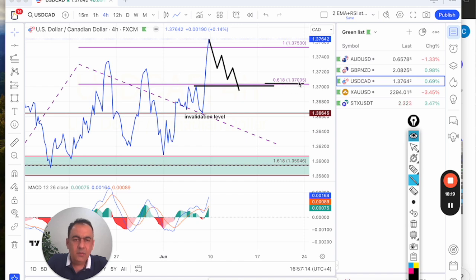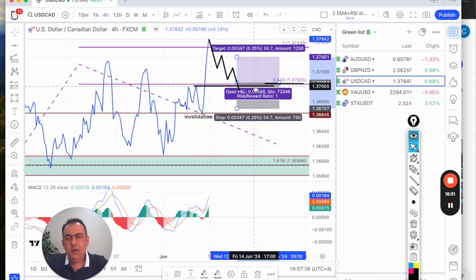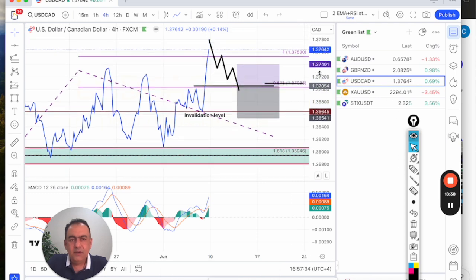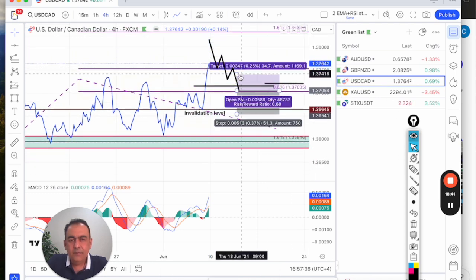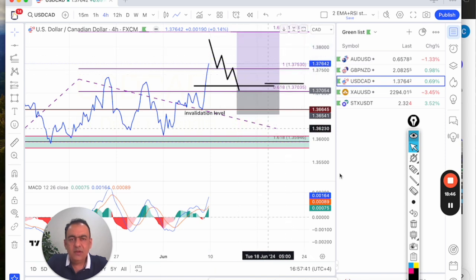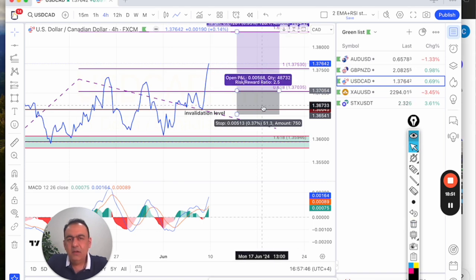So we can plan our buy trade around 1.3703 or somewhere above 3705. I'll be expecting entry here with the stop loss just below our invalidation level, and our first target is going to be 1.618. So I'll be making the risk and reward of 2.5. Amazing setup. By risking 1%, I'll be aiming to get 2.5 back.